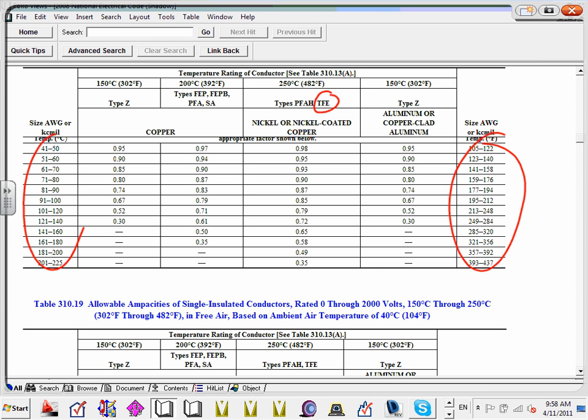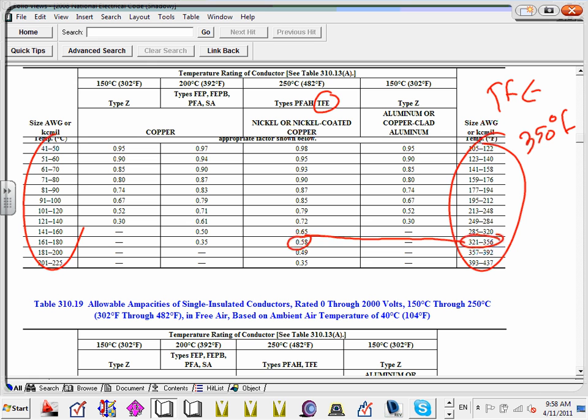TFE. Suppose my conductor is using a TFE insulation, and suppose the ambient temperature in Fahrenheit was 350 degrees Fahrenheit. Here's my 350 right here, and that will take me all the way to right here. So my derating factor is 0.58, right? Did I do it right? 350, up, you get your derating factor of 0.58.